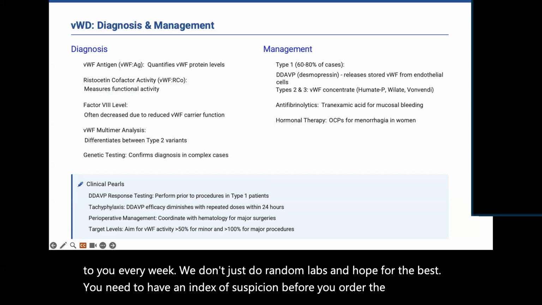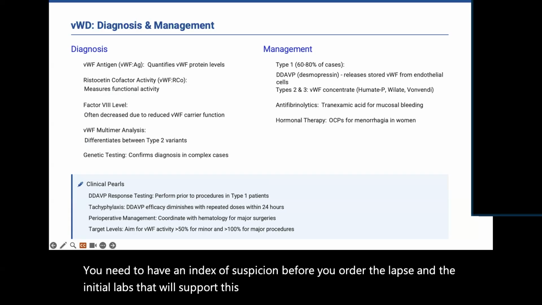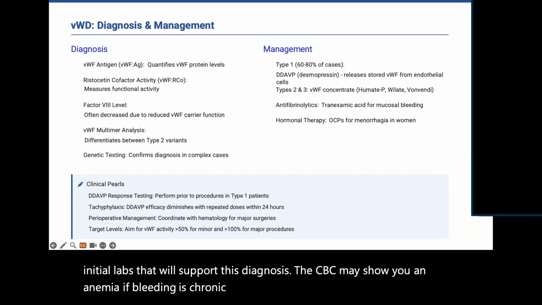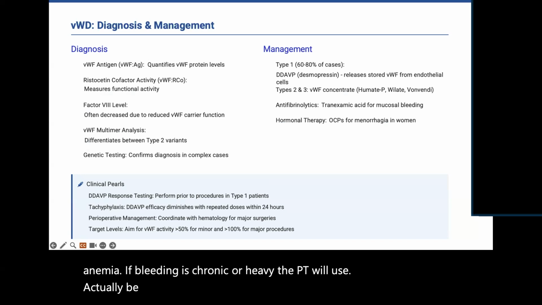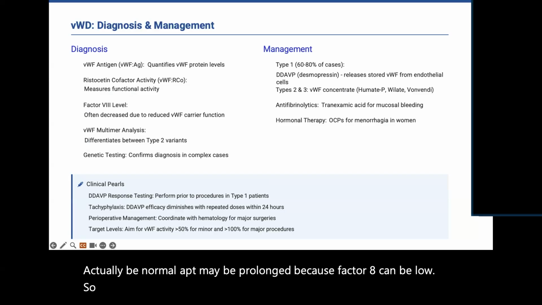And the initial labs that will support this diagnosis: the CBC may show you an anemia if bleeding is chronic or heavy. The PT will usually be normal. A PTT may be prolonged because factor VIII can be low. So prolonged APTT, normal PT, and mild anemia on the CBC.